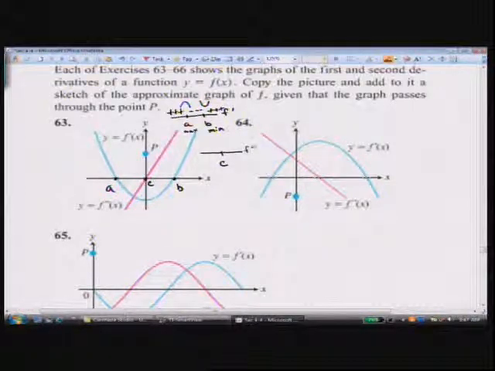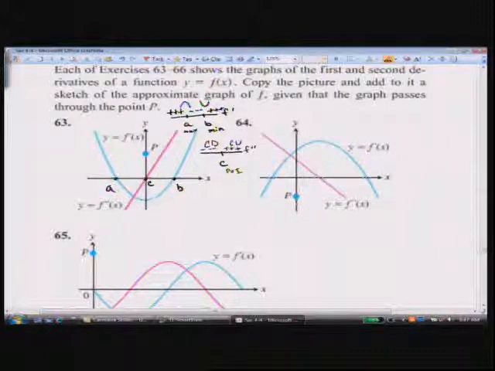This is my second derivative, is negative to the left of C, which means the original graph is doing what in terms of concavity? Concave down. Good, concave down. And then it's positive, which means the graph is concave up. Everybody happy? So at C, we have a point of inflection. So at this point, we're going to need to change concavity.